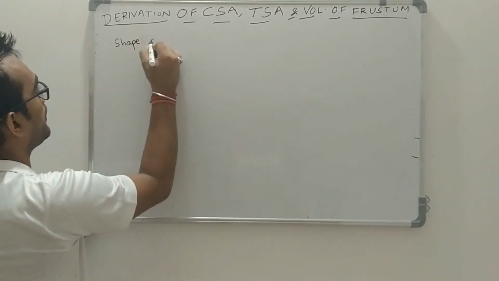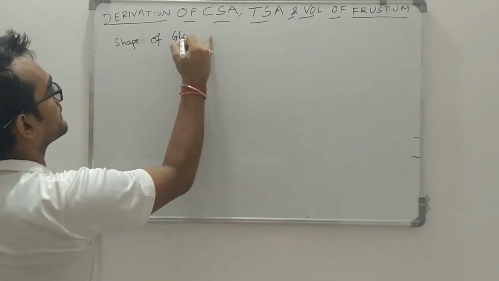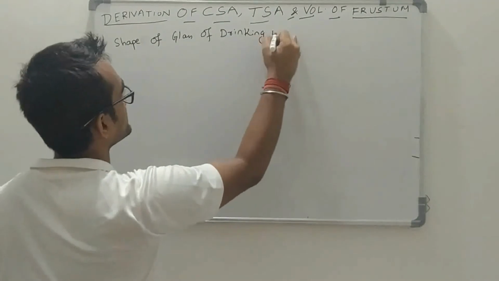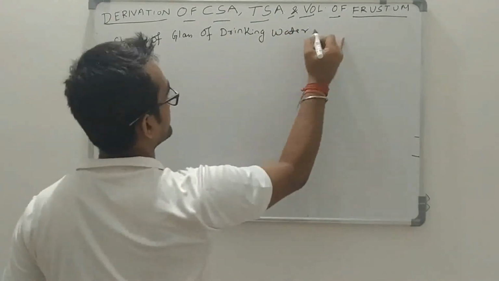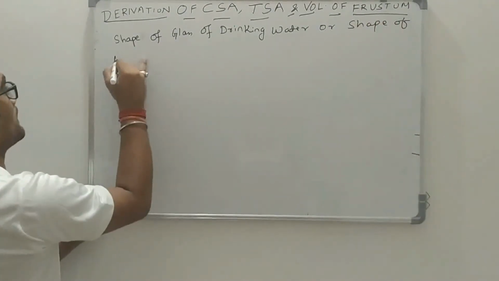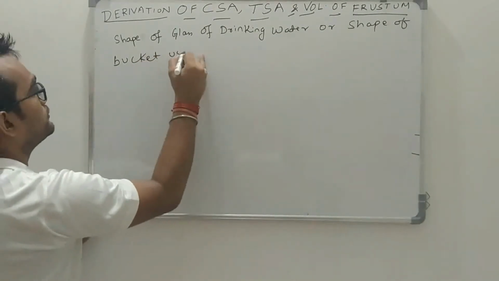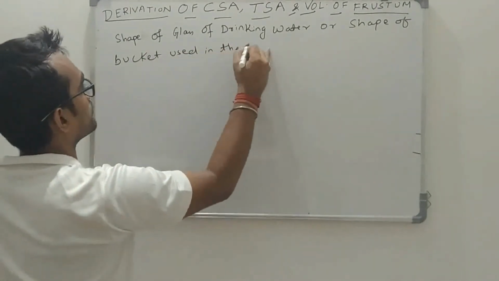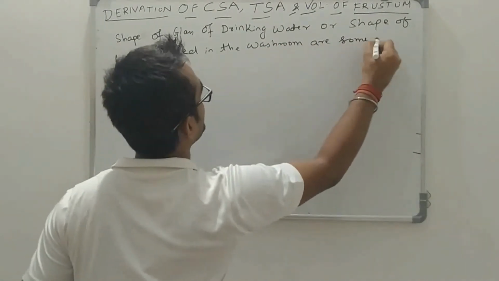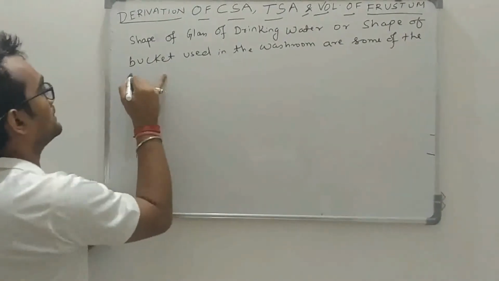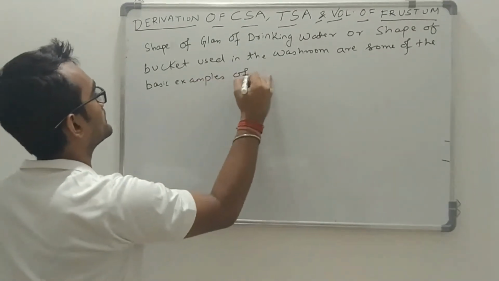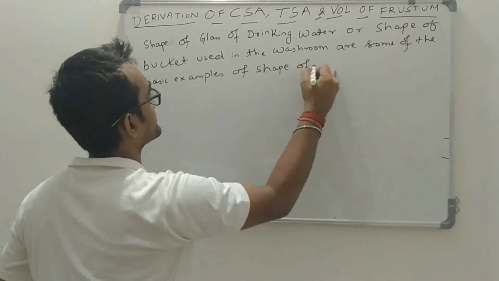Shape of glass of drinking water, or shape of bucket used in the washroom are some of the basic examples of the shape of frustum.